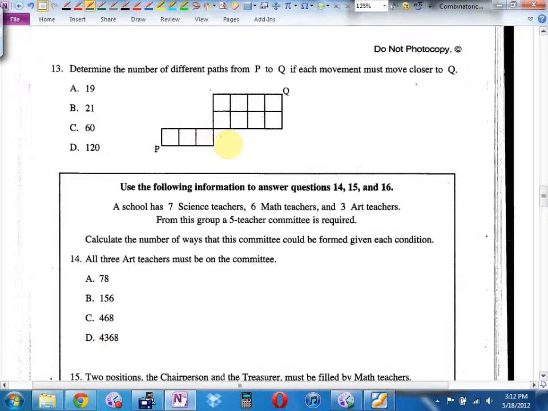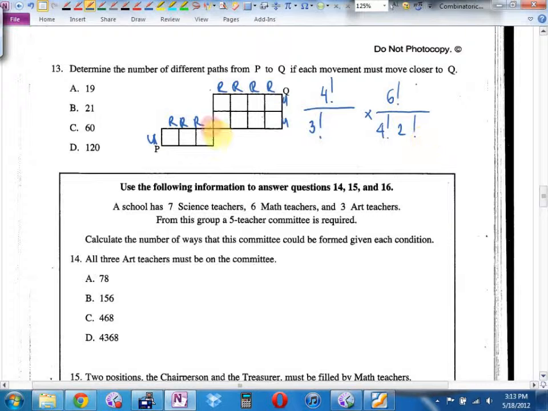I can go 1 up, 3 right. The first rectangle is 4 letters, 3 R's, and 1 U. Am I going to bother writing the 1 U? No. And the second rectangle is right, right, right, right, up, up. It's 6 letters, 4 rights, 2 ups.